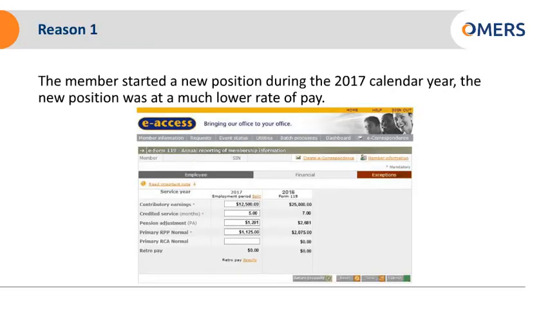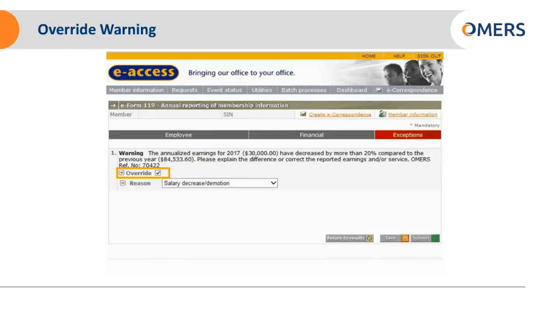Here the member started a new position during the 2017 calendar year, and the new position was at a much lower rate of pay. While this particular scenario might not be overly common, there are instances where a member moves into a position with higher or lower pay. The system is programmed to flag any year-over-year earnings discrepancies of greater than 20%. Since there are valid reasons why this would occur, OMERS has some pre-programmed override messages that the employer can choose from to override the warning message. In this case, the employer can choose Salary Decrease Demotion and submit.